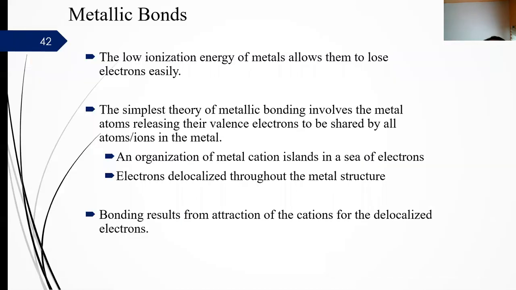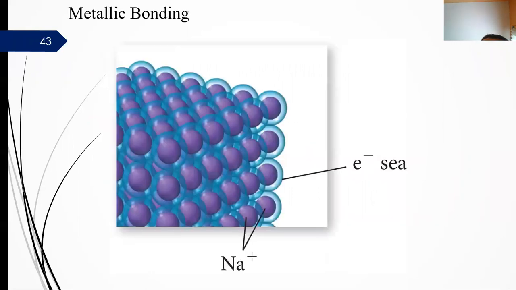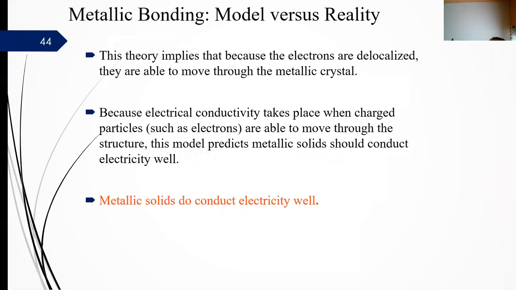Now, the other part we wanted to talk about was our metallic bonds. And so our metallic bonds, these happen because there's low ionization energy of the metals. So they lose those electrons easily. And so we have this sea of electrons. So the bonding results from the attraction of cations to the delocalized electrons, similar to this. Now, this theory isn't really as commonly talked about in Lewis structures because we don't really have a Lewis structure for the metals.